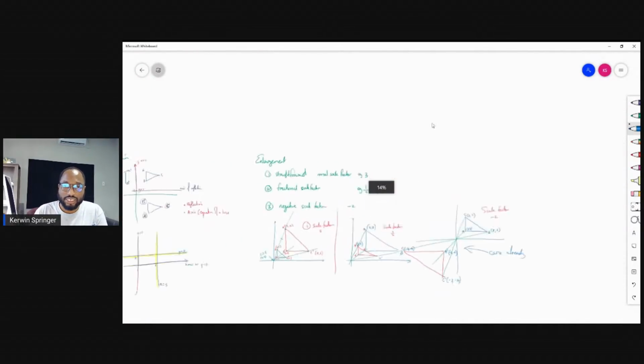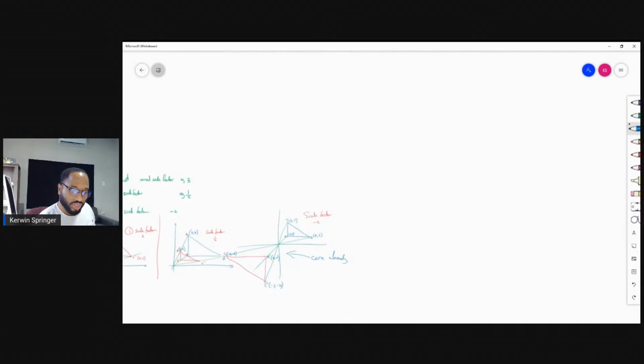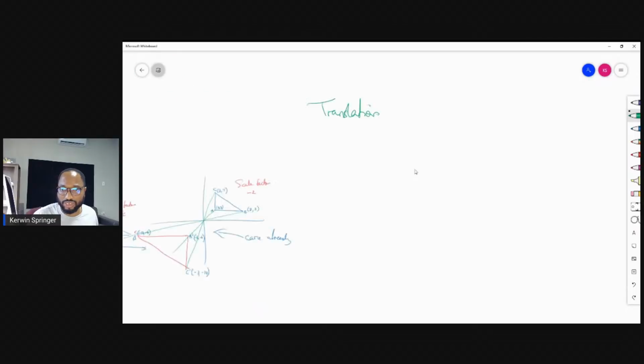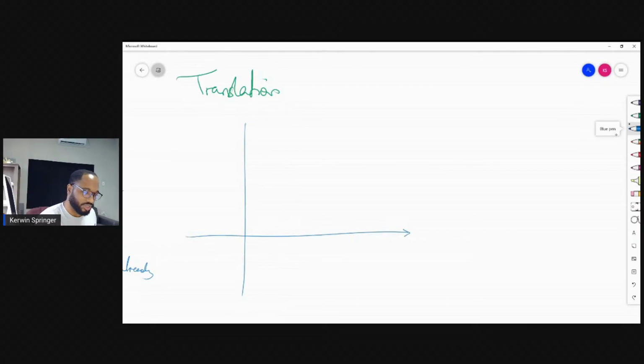So that is enlargement. Finally, translations really and truly don't come in the basics so much. It's kind of childish to talk about a translation. It's like an easy thing. Let me go back over what translation is.